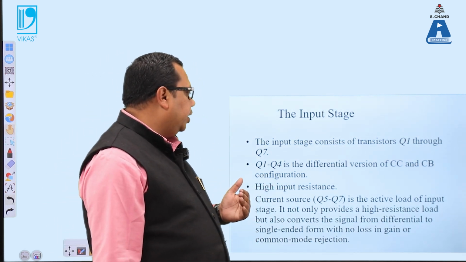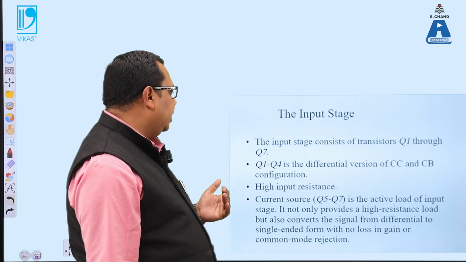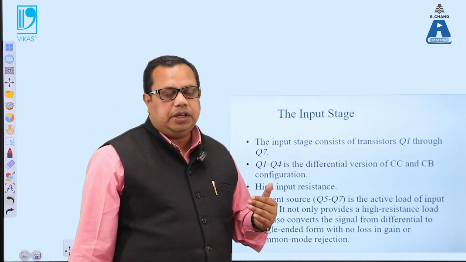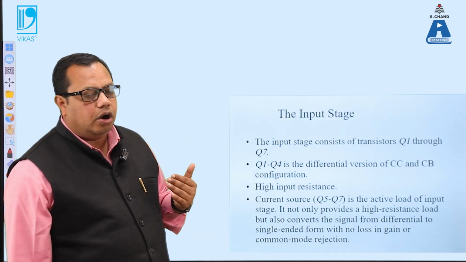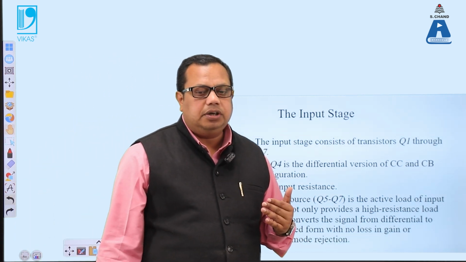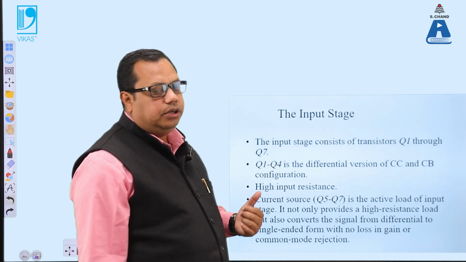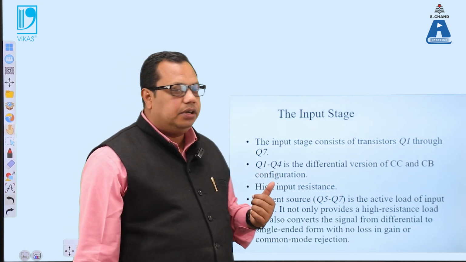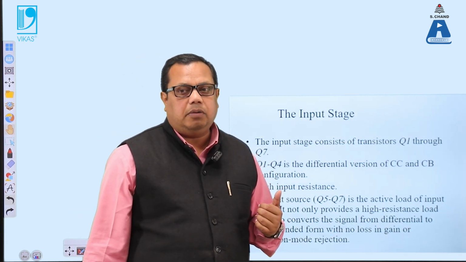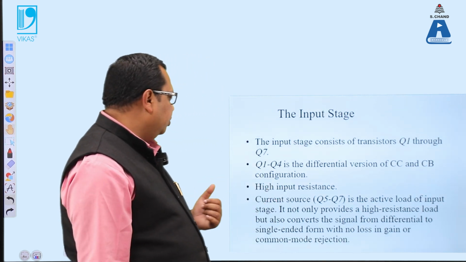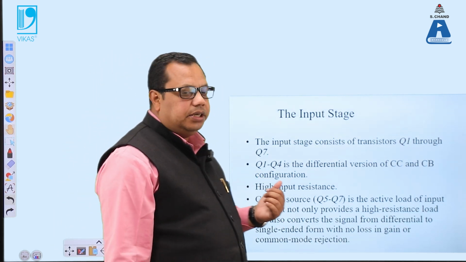From Q1 to Q4 is a differential version of the common collector and the common base. So we are using the transistor in the common collector mode, in the common base mode, and the common emitter mode. In Q1 and Q2, the differential version, the common collector and the common base modes are generally used. And then the high input resistance.